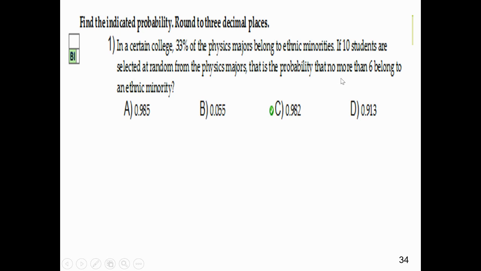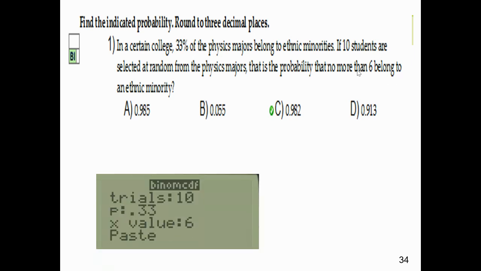In a certain college, 33% of the students belong to an ethnic minority. If 10 students are randomly selected from the physics majors, what's the probability that no more than 6 belong to an ethnic minority? No more than 6. So 0, 1, 2, 3, 4, 5, and 6 are good. 7's no good, 8's no good, and 9 and 10 are no good. No more than 6 means up to and including 6.